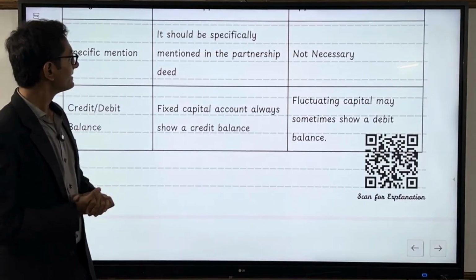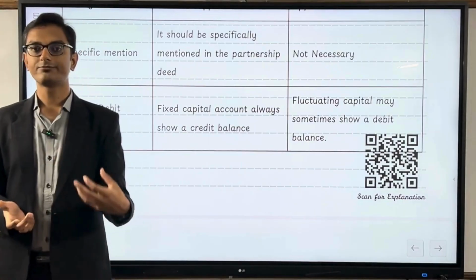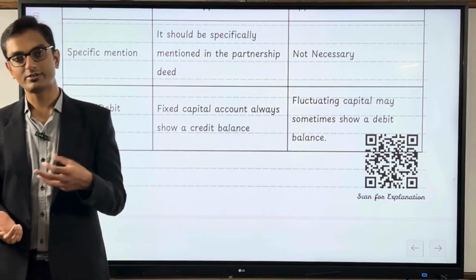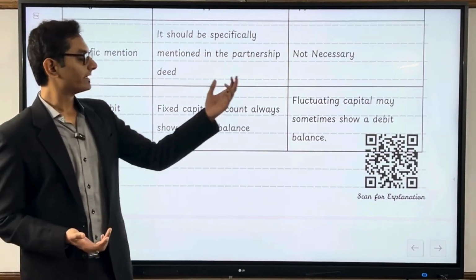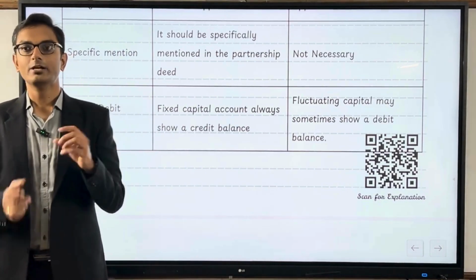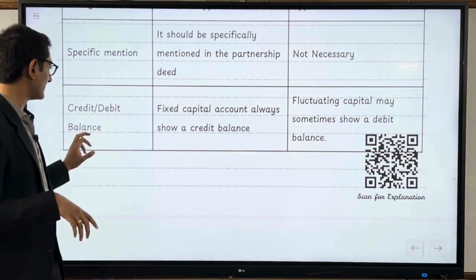It should be specifically mentioned in the partnership deed whether the partnership firm will maintain the fixed capital method or the fluctuating capital method. And if you follow the fluctuating capital method, it is not necessary to show it in the partnership deed agreement.